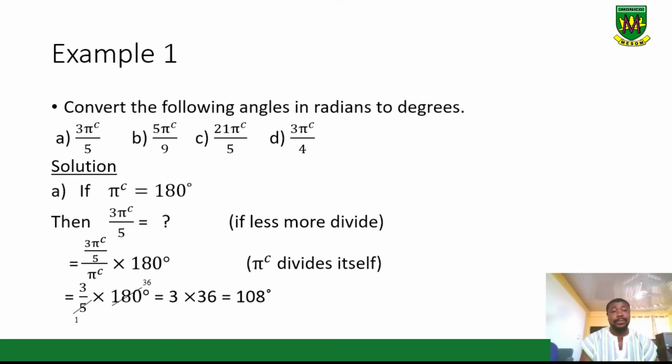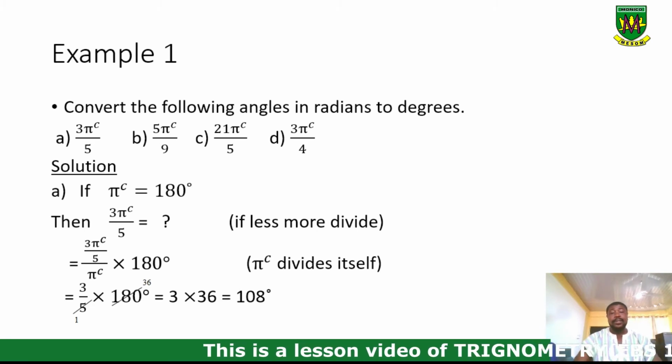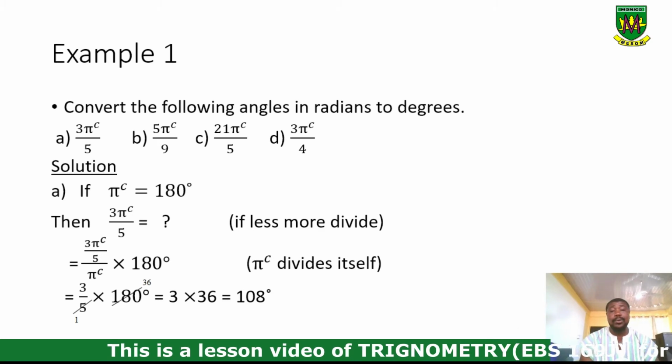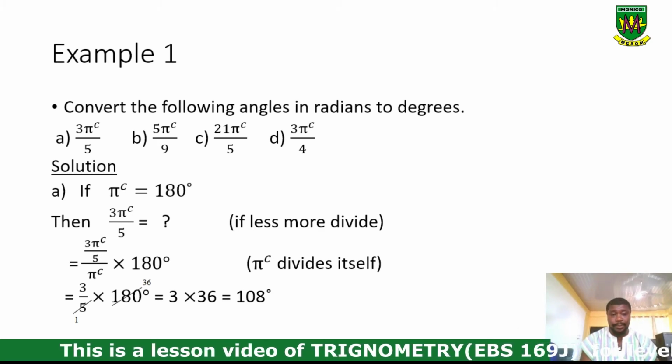Example 1. Convert the following angles in radians to degrees. A. 3/5 pi radians. B. 5/9 pi radians. C. 21/5 pi radians. And D. 3/4 pi radians. So let us all go through how it is being done.